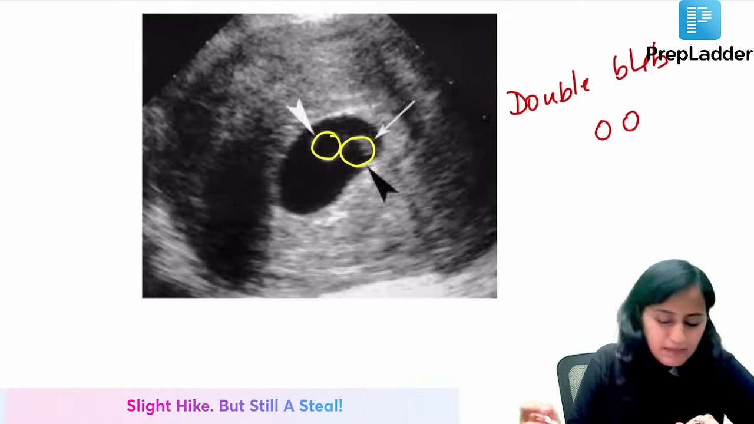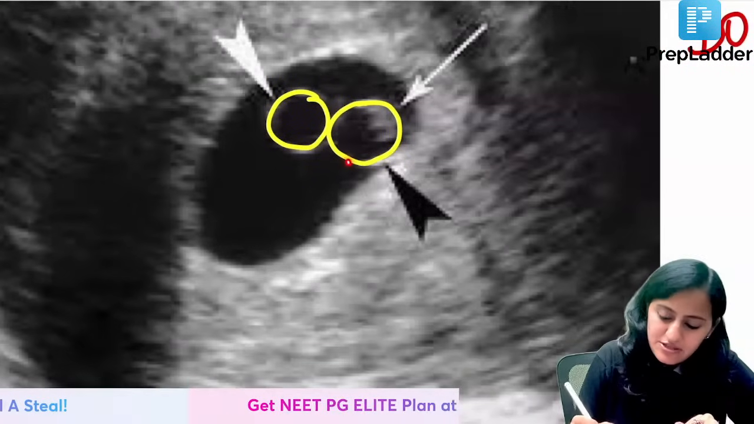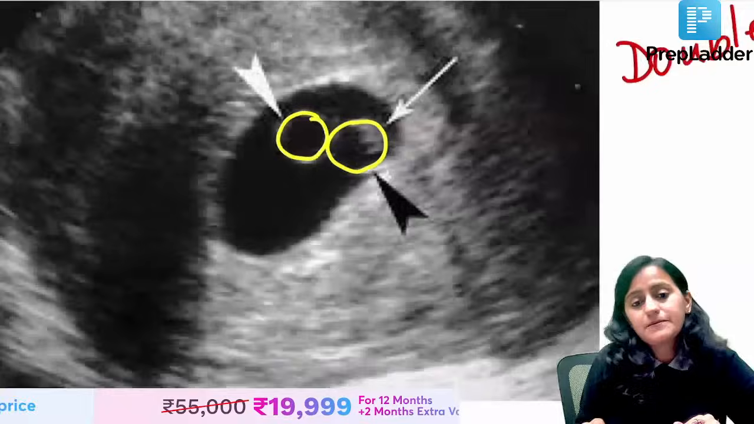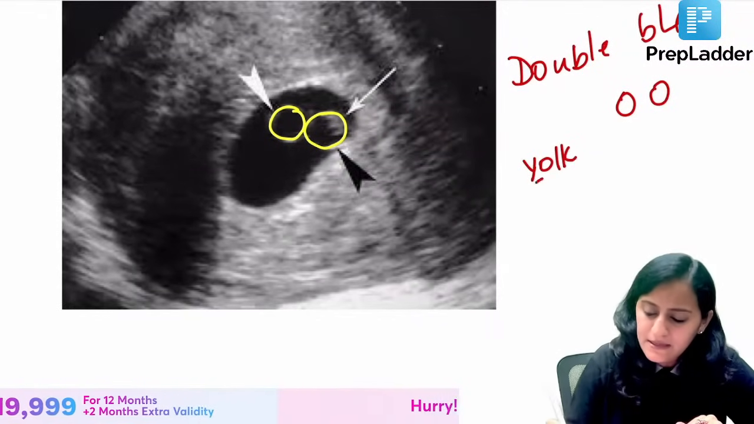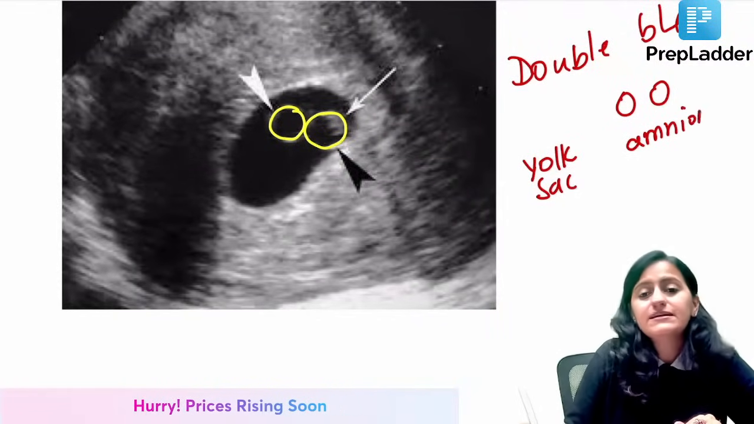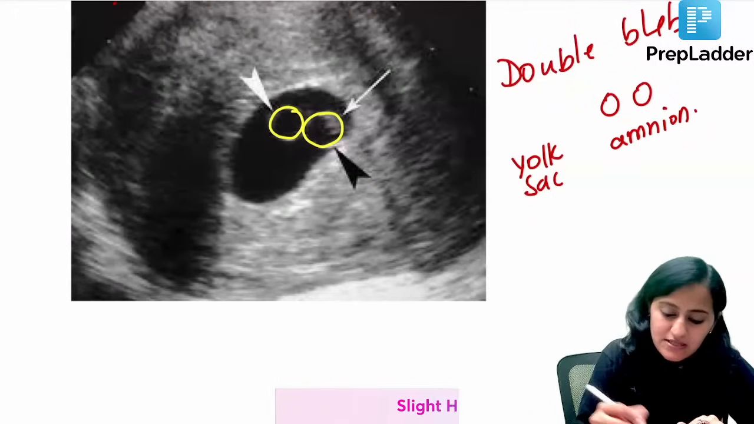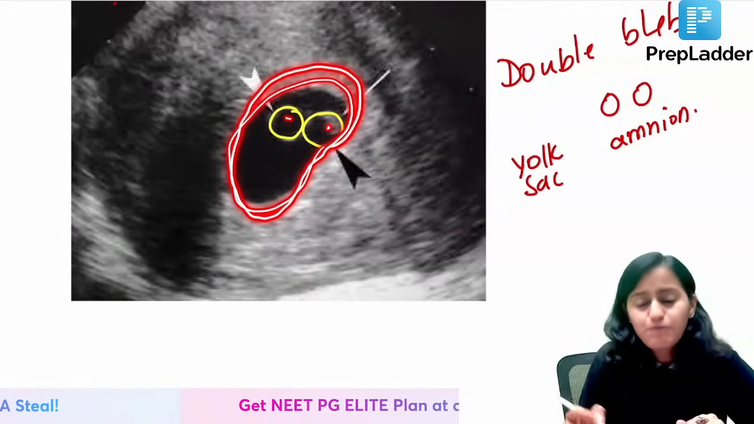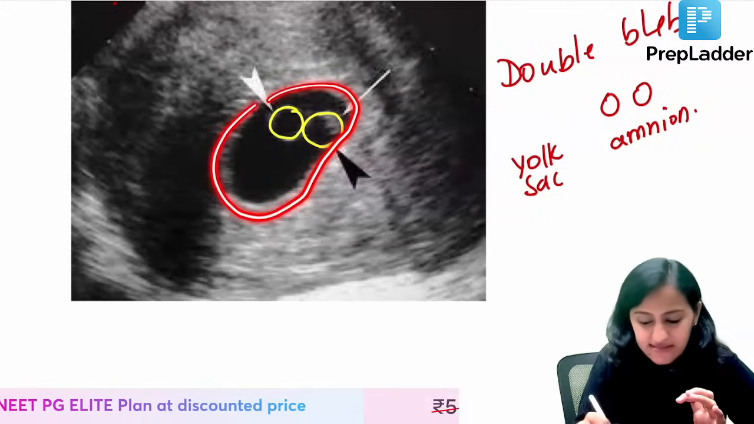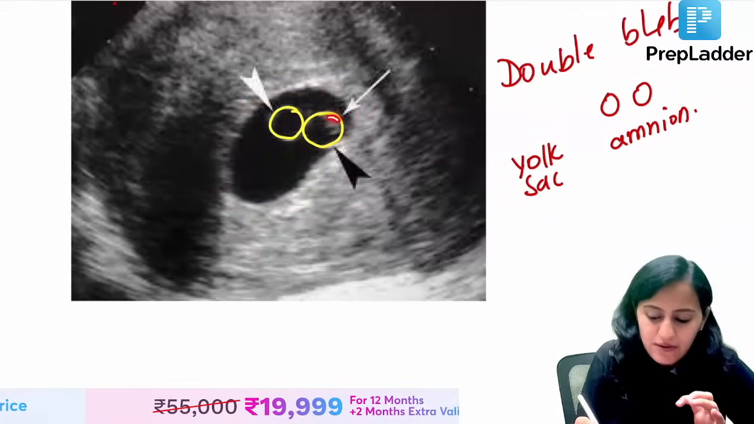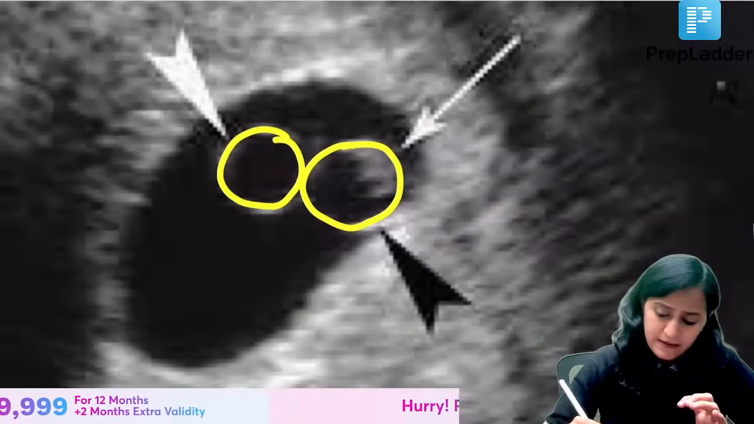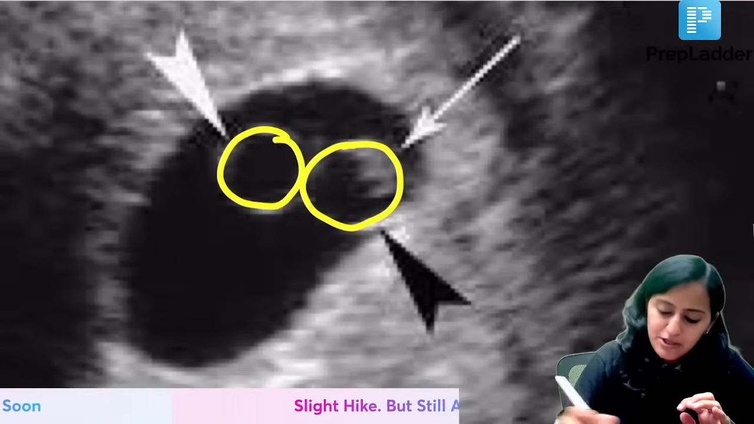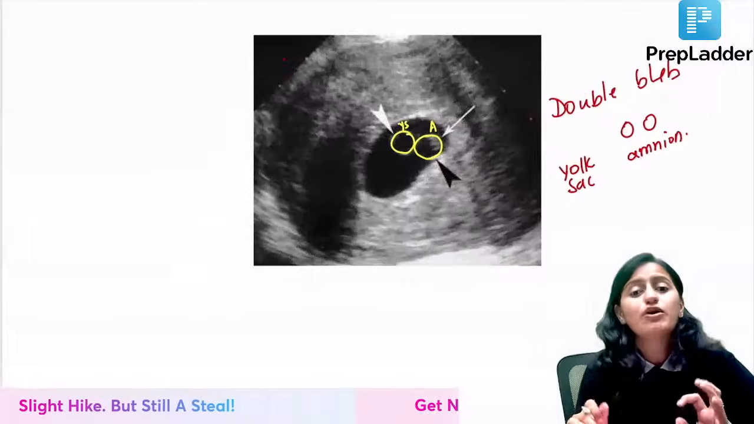What forms the double bleb? Very good. What is the one structure and the second structure? One is the amnion and the second is the yolk sac. What is this outer structure called? This is the gestational sac, inside which everything is developing. This is the amnion surrounding the very small embryonic fetal pole inside. So the yolk sac and the amnion form the double bleb.